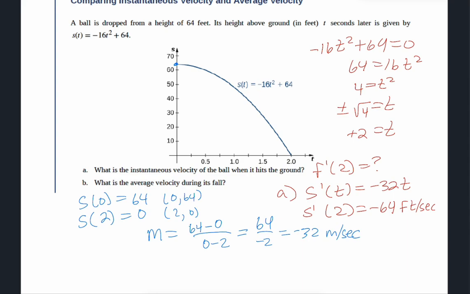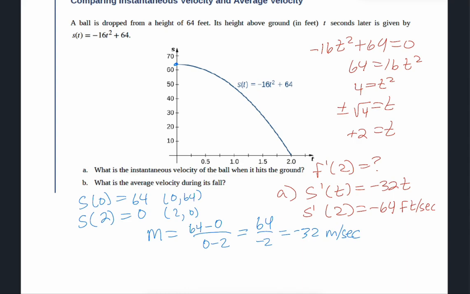Now, what does the negative tell you? The negative tells you that it's getting closer to the ground as it goes. If it was positive, it was going higher up. So that's why the absolute value of that, 32, would just be your speed. So we have an average speed of 32 meters per second, but the velocity tells us we are heading toward the ground. We're getting closer to the ground the entire trip. So that's the difference between that instantaneous velocity language and that average velocity language.